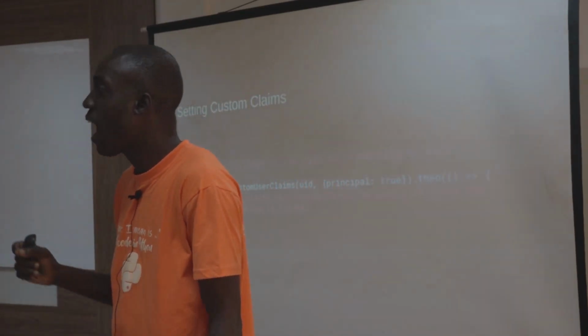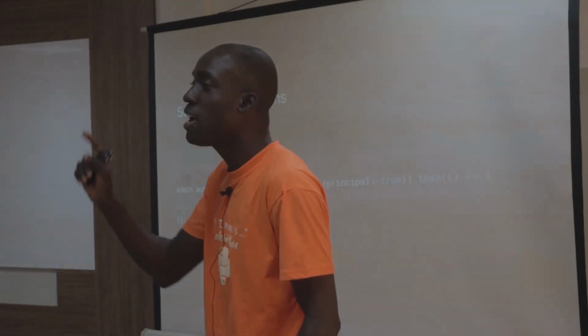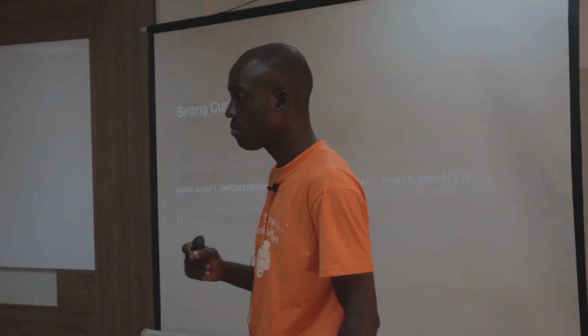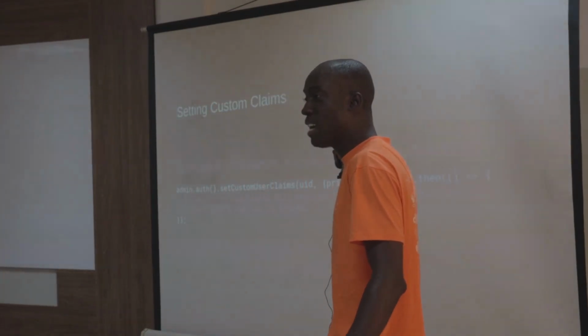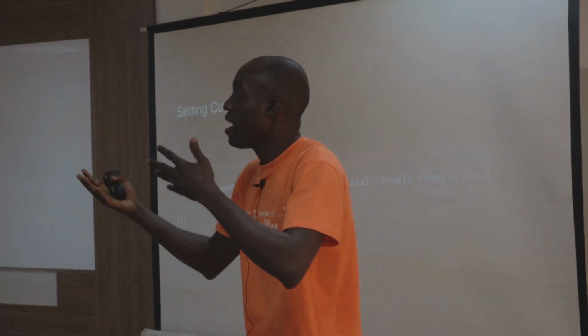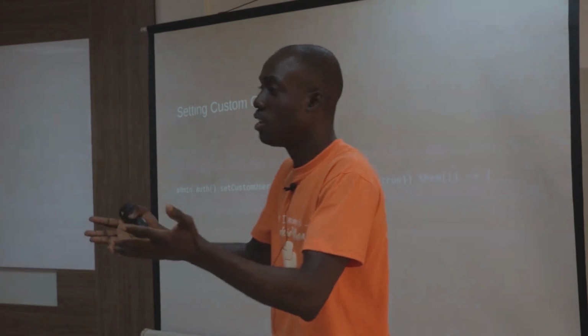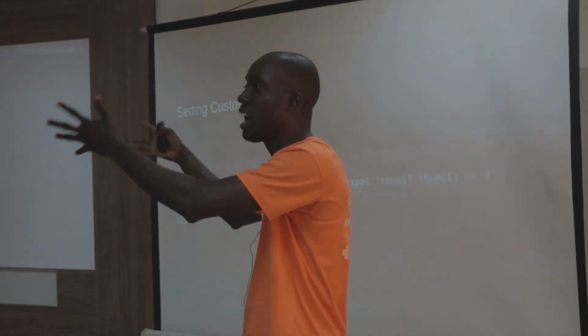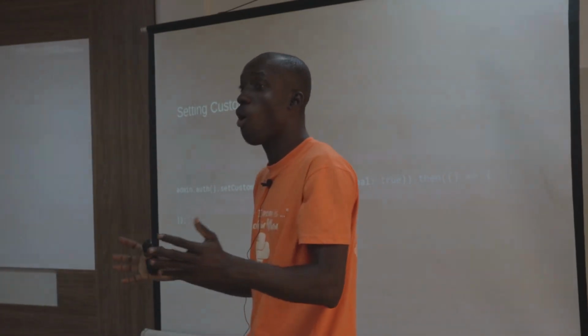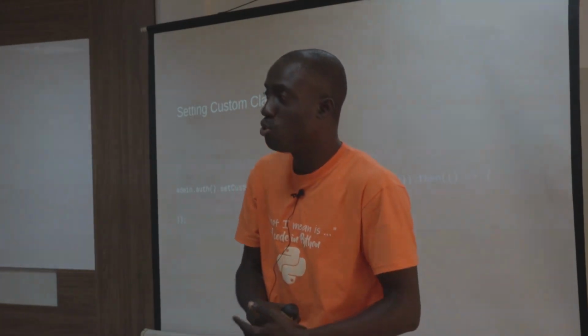And that is how you go about verifying who the user is. By setting the custom claim, after the user logs in, you can say, if the user is a principal is true, we can go ahead to say, okay, show the user this kind of user interface, or allow the user to do this functionality.